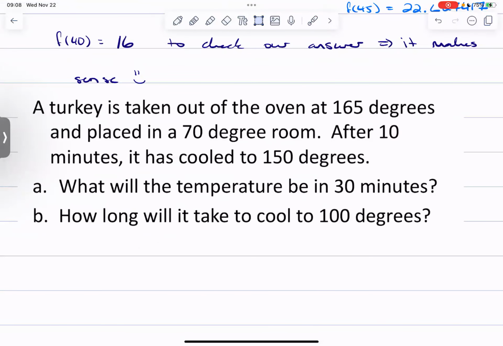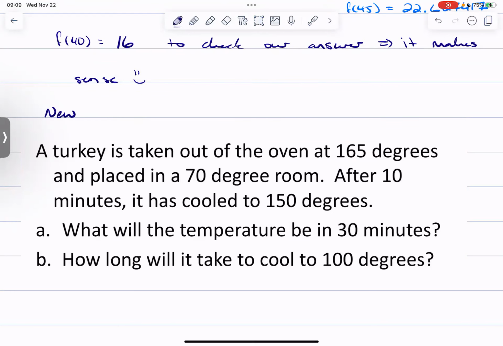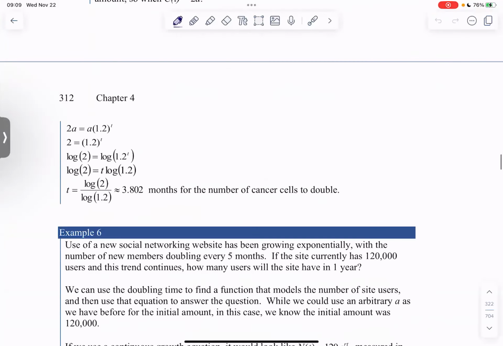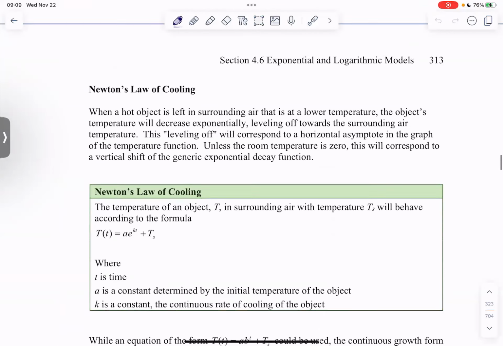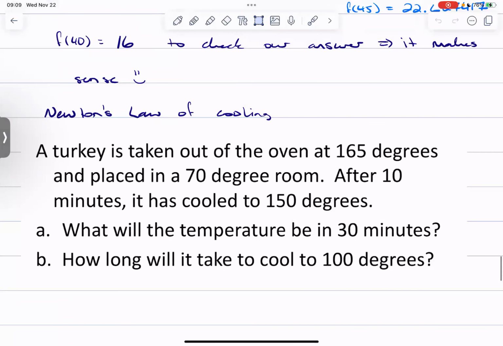Let's see here. Or should we save it? Newton's law of cooling. Let's see here. He's probably got a fancy one. He does. Didn't even need to write it.